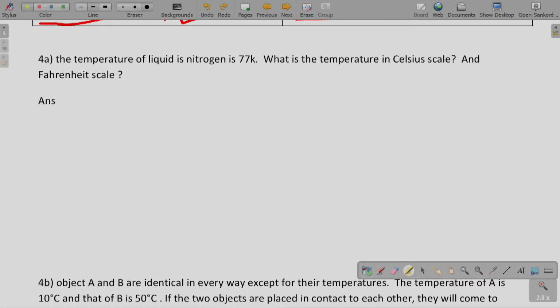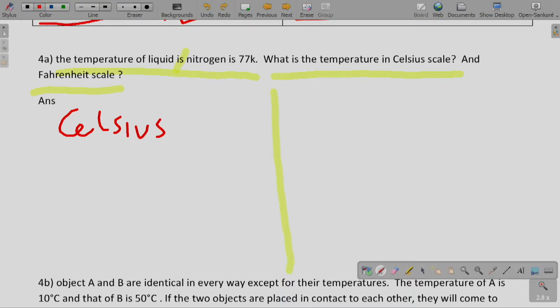The fourth question says the temperature of liquid nitrogen is 77 Kelvin. What is the temperature in Celsius scale and in Fahrenheit scale? Okay, so first I have to write it in Celsius scale, and then I have to write it in Fahrenheit.